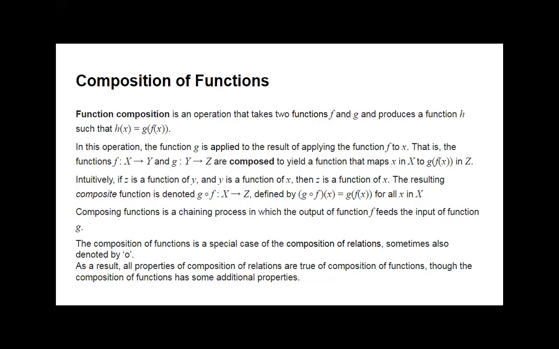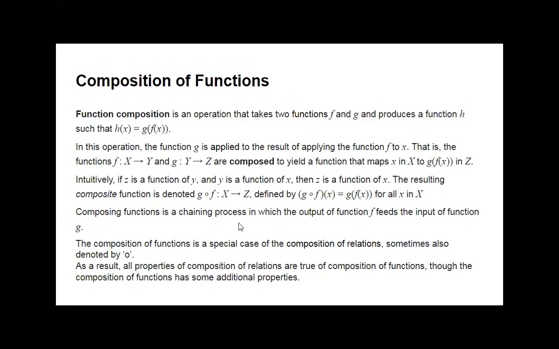The resulting composite function is denoted like this: g composite f. See how the sign looks, it's a hollow circle. Okay, hollow dot is there, we can see g composite f is x to z defined by (g composite f)(x) equal to g of f of x for all x in this set, capital X.